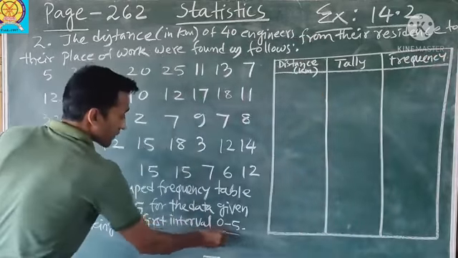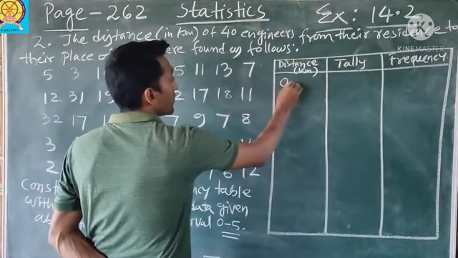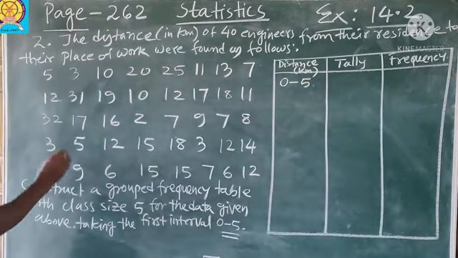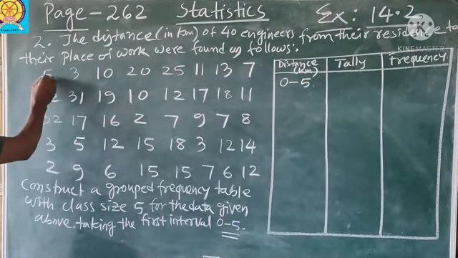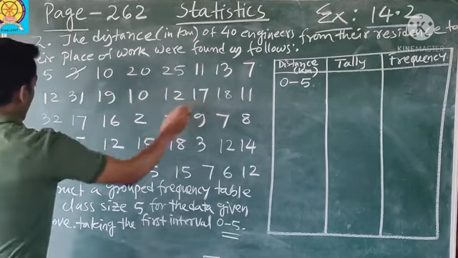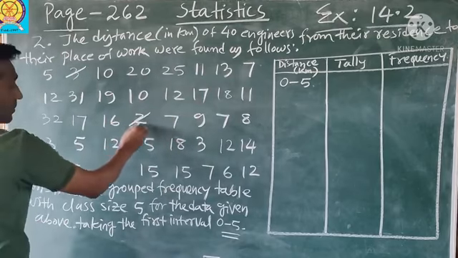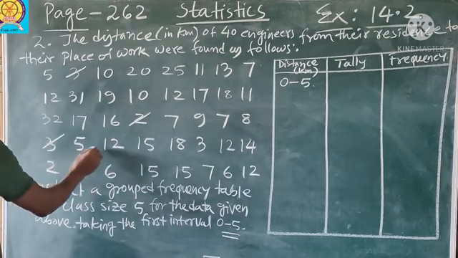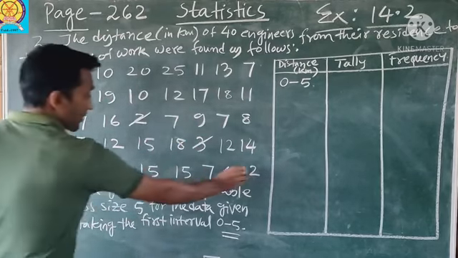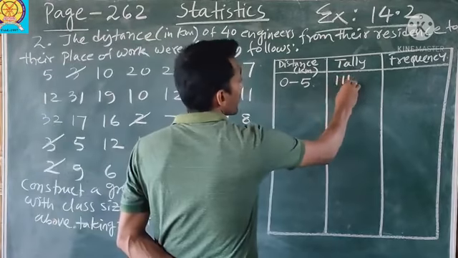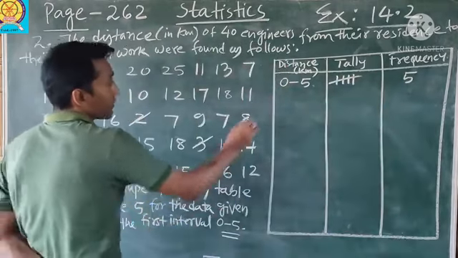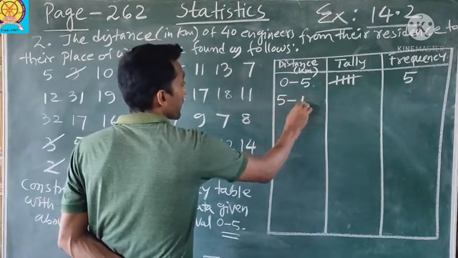First class interval is 0 to 5. Here 5 is not included. You have to take up to 4. So you see the first line here: 1, 2, 3, 4, 5. Frequency 5.